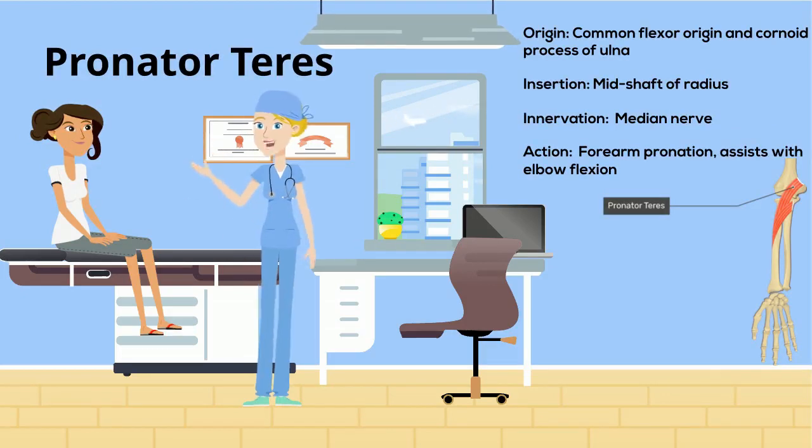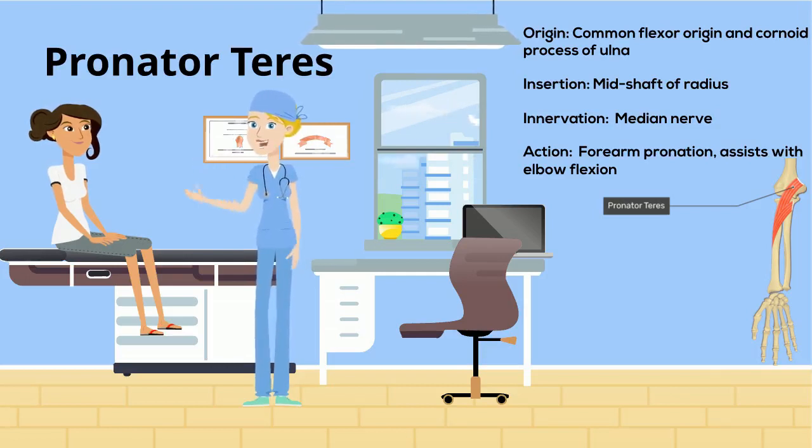The pronator teres is a muscle that assists in pronating the forearm, which rotates it so the palm faces down, and also flexes the elbow. It originates on the medial epicondyle of the humerus, which is also called the common flexor origin, and also originates at the coronoid process of ulna. This muscle inserts into the mid shaft of the radius and is innervated by the median nerve.